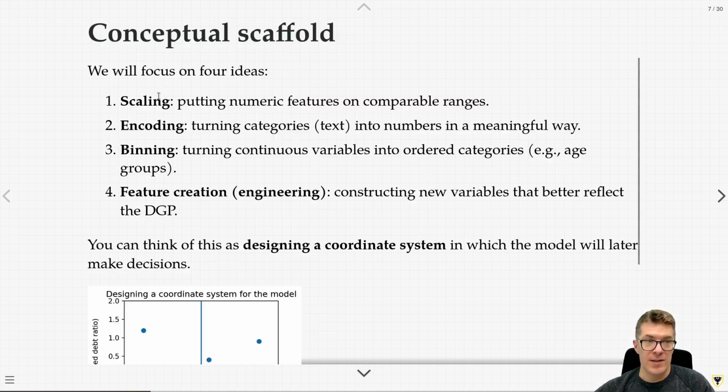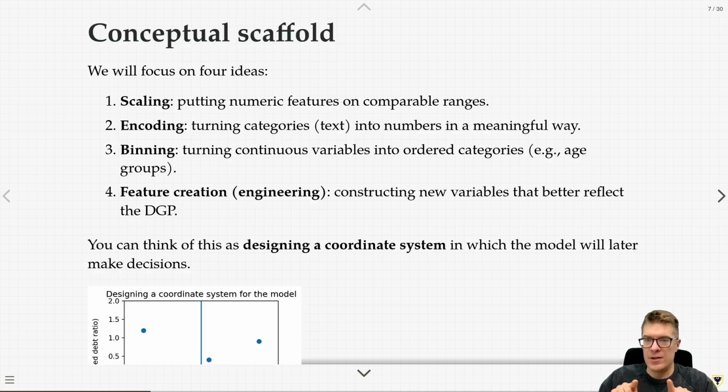So there's these 4 ideas I mentioned earlier. Scaling. This basically takes numerical features and it kind of stretches them or squishes those features so that they're on comparable ranges. Encoding can mean many things. In this case, it means taking categories or labels, which we represent as text, and converting them into numbers in a way that's meaningful. We'll have binning.